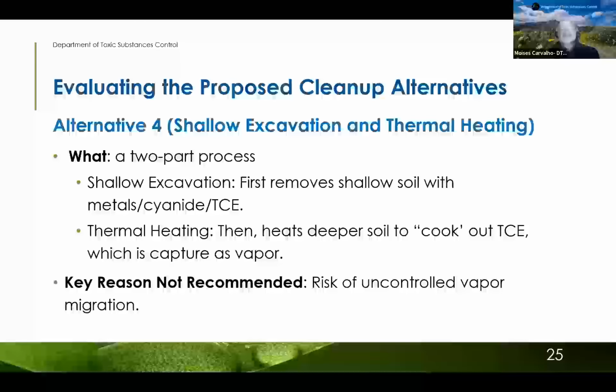On the next slide, we are considering alternative 4, which is a shallow excavation and thermal heating. This cleanup is divided into a two-part process. Initially, it is a shallow excavation. First, it removes shallow soil impacted with metals and cyanide, and DTSC, removing approximately 3,000 cubic yards of soil. This option starts with the removal by excavation. Then we go with the thermal heating.